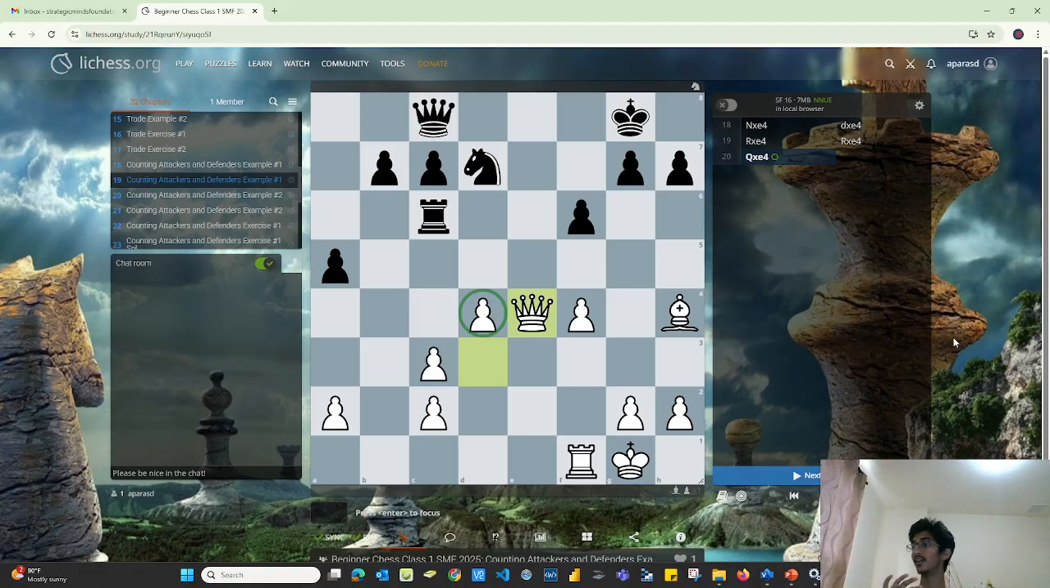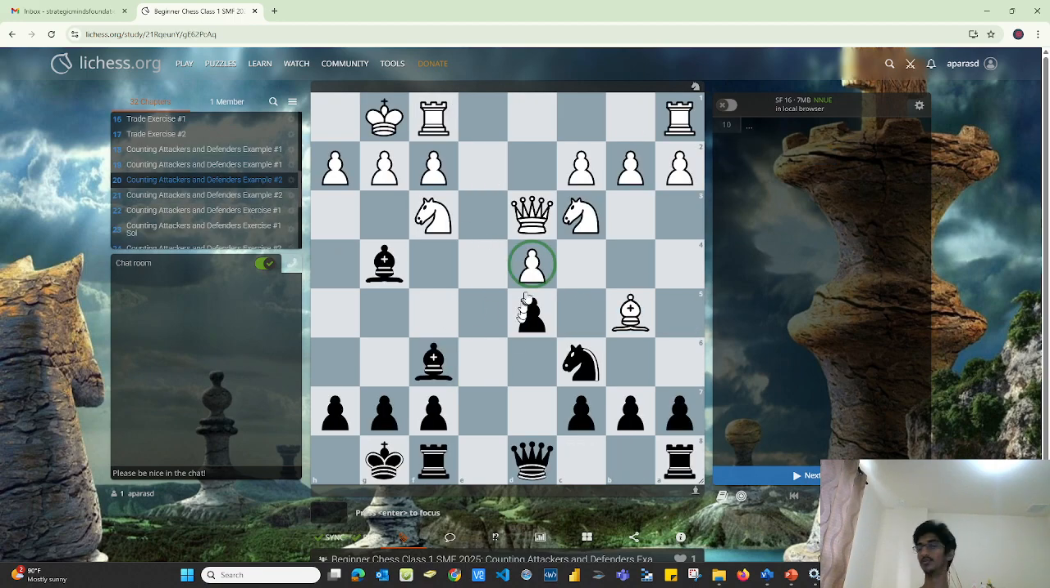Do you guys get the idea of how we're counting attackers and defenders to figure out if we should go through with capturing something or not? All right, that's good. So I have another example.